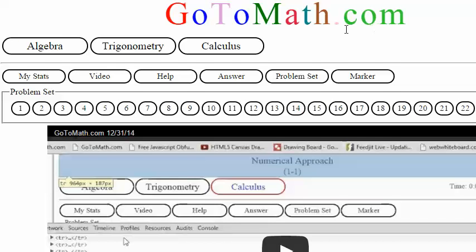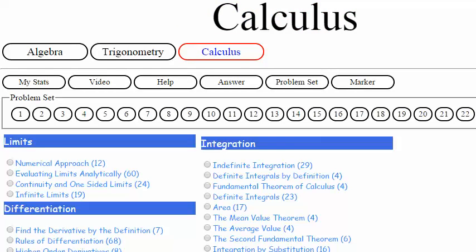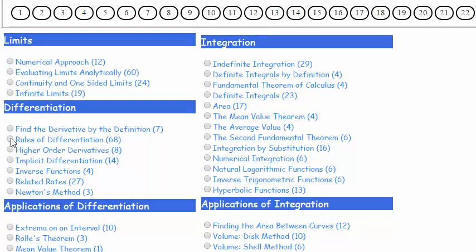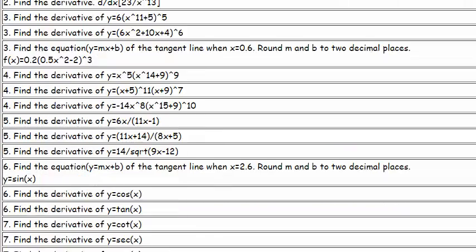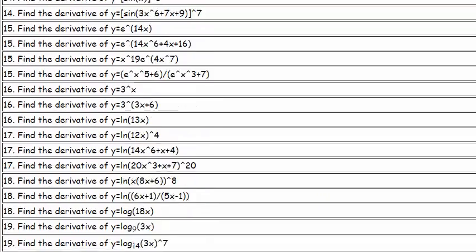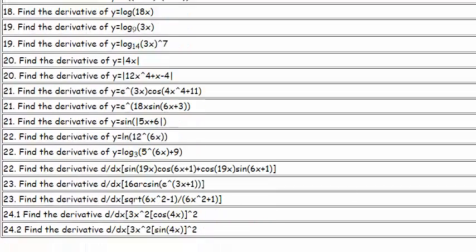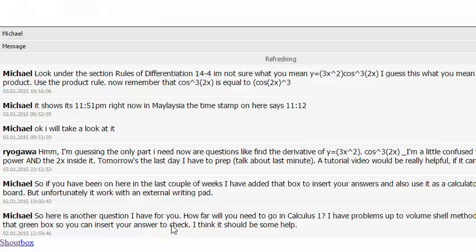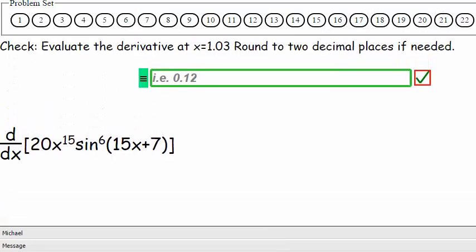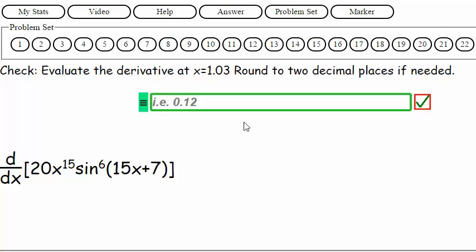Alright, we're here at go-to-math.com. Let's click on the calculus button and go down to rules of differentiation. So we got a request from clear around the globe somewhere, Malaysia, and so I thought I'd add it. I don't have anything like this.